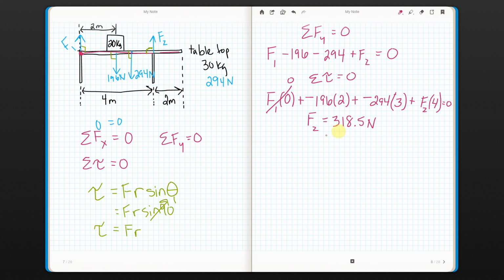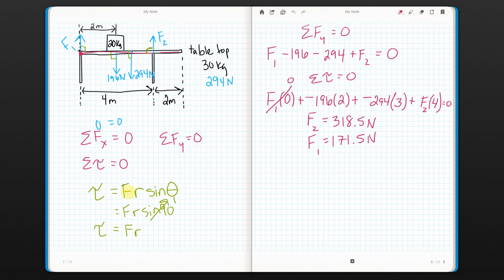Okay, well, now that I've got that, I could take this and stick it in here for F2 and solve for F1, and it gives me F1 is 171.5 newtons. Okay, and those are the answers I wanted. That's the end of it. But I just want to point out some other choices we could have made. For instance, in this particular problem, we didn't need Fx, and we used Fy instead.